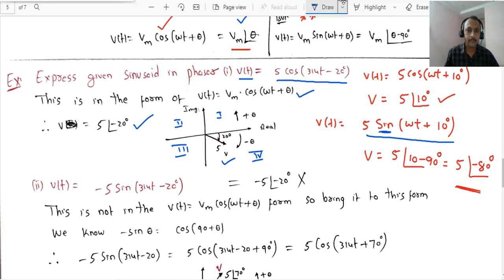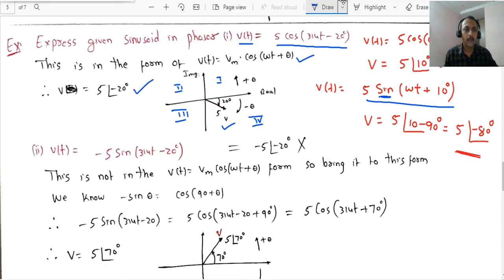Now let me express V of t equal to minus 5 sine of 314t minus 20 degrees. Immediately looking on this, you should not write like this: Vm is minus 5, angle is minus 20 degrees. This is wrong. Why it is wrong? Because the term given here is sine. You express it in terms of cos term. How we will do that? What about minus sine theta from trigonometric basics? Minus sine theta is nothing but cos of 90 plus theta.